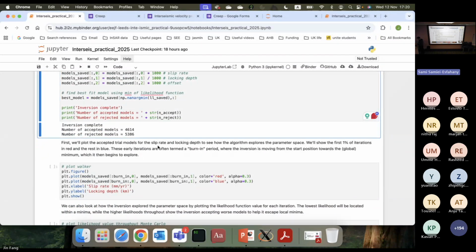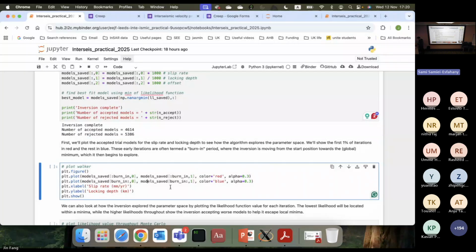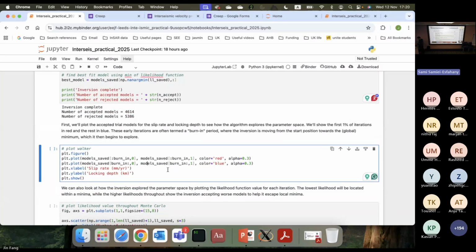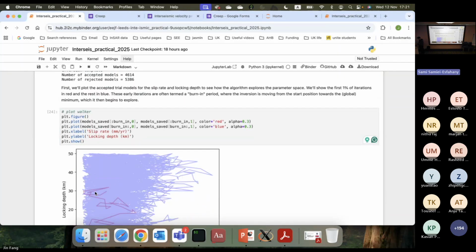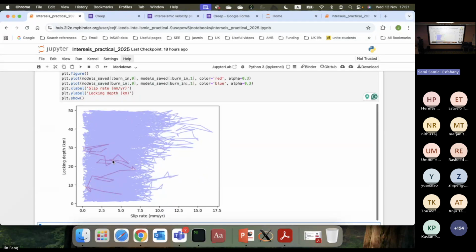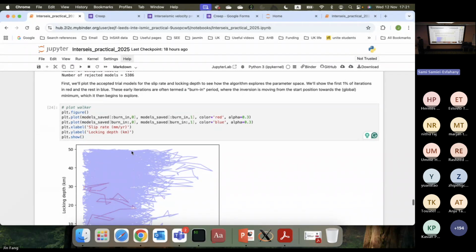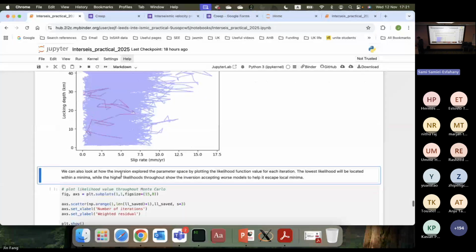Okay, now it's finished. Now let's plot the accepted trial models for slip rate and locking depth to see how the algorithm explores the parameter space. We'll show the first 1% of the iterations in red and the rest in blue. These early iterations are often called a burn-in period, where the inversion is moving from the start position towards the global minimum, and then begins to explore more fully.